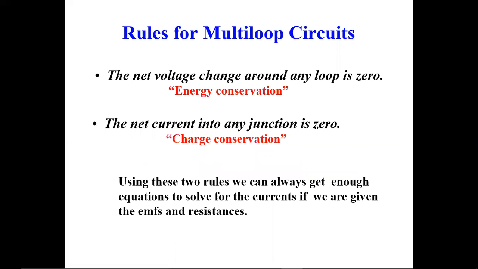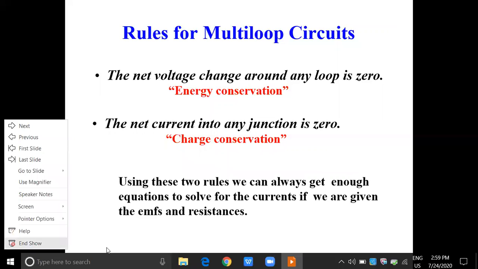As we know already, we have some set of rules. Here also I am going to present the small rules. Just remember, it is not important to make a note of it. The net voltage change around any loop is zero, as you know already. That is called energy conservation, meaning KVL. KCL is nothing but charge conservation. The net current into any junction is zero.